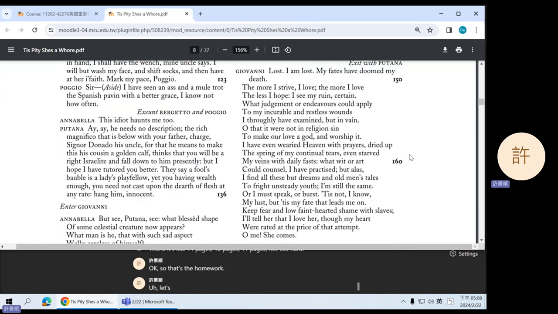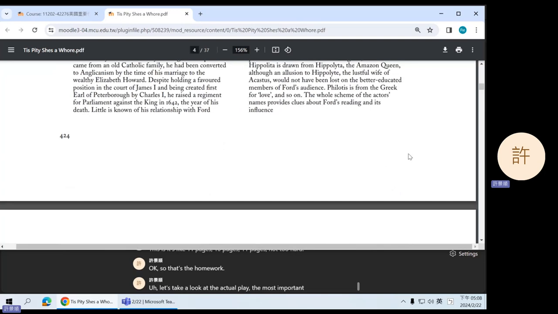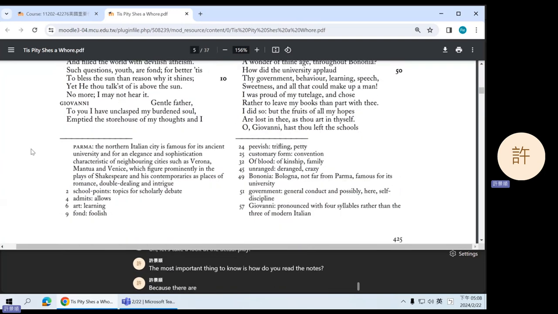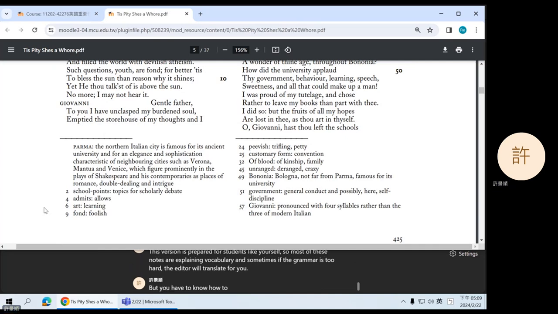Let's take a look at the actual play. The most important thing to know is how do you read the notes? Because there are notes. Look at the bottom, there are notes. Ta-da, notes. This version is prepared for students like yourself. So most of these notes are explaining vocabulary, and sometimes if the grammar is too hard, the editor will translate for you. But you have to know how to use them.